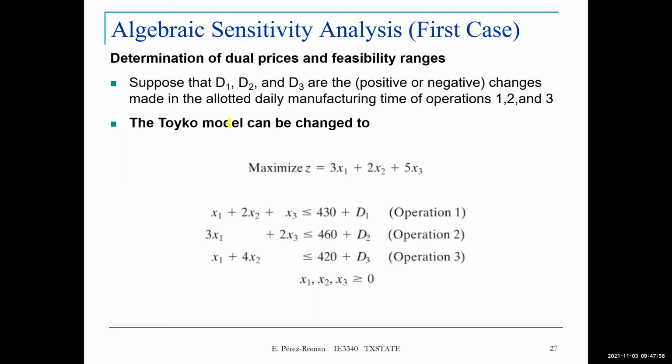We are interested in understanding how much you can increase or decrease this to keep the same optimal solution, and also to study what will be the impact of increasing or decreasing those capacities for those resources. So we are going to model those changes using D1, D2, and D3. And we are adding those to the right-hand side of each one of those constraints. So that's what you're observing here. And those are used again to represent the changes made to the allotted daily manufacturing time for each one of the operations.